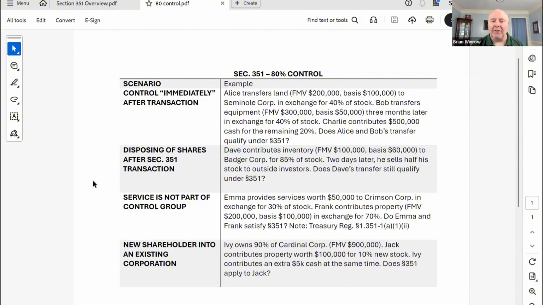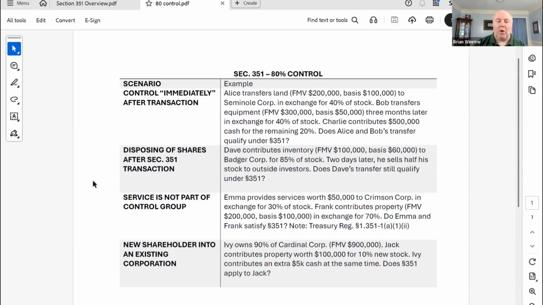Now, as I go through these different problems, I'm also going to highlight what our realized gain or loss is. And then I'm going to also talk about what happens if 351 doesn't apply. That's going to be our recognized gain in these situations. So I want to make sure that you're comfortable with the general concept and why we care about Section 351 as we go through these scenarios.